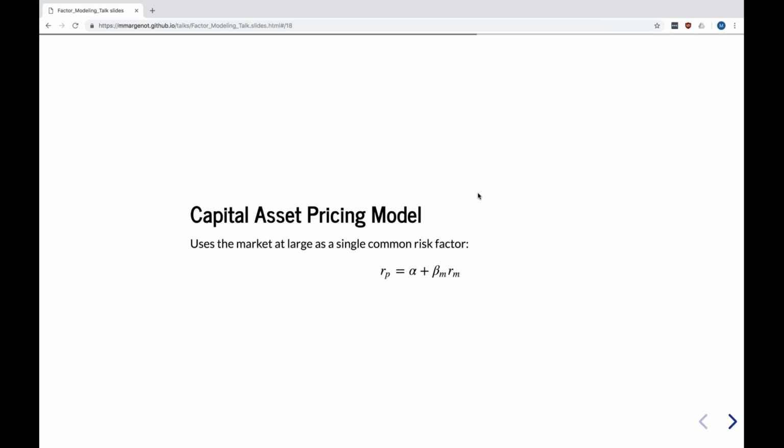So let's talk about some common risk factor models, starting with the capital asset pricing model, which uses the market at large as a single common risk factor. We take the return stream of our portfolio and we decompose it in terms of alpha, an intercept term, and beta to the market, which is the influence of the market itself. And here is kind of the dirty little secret of factor modeling. It's basically just rebranded linear regression and rebranded multiple linear regression.